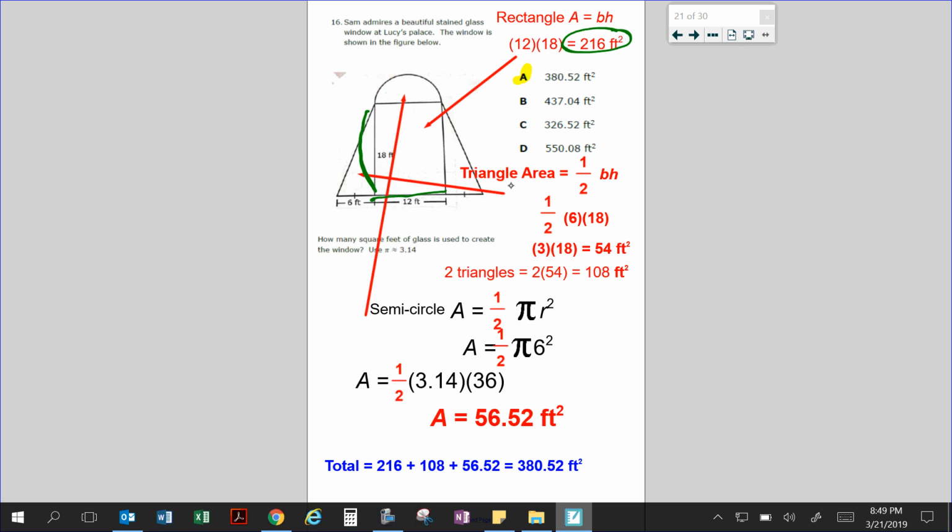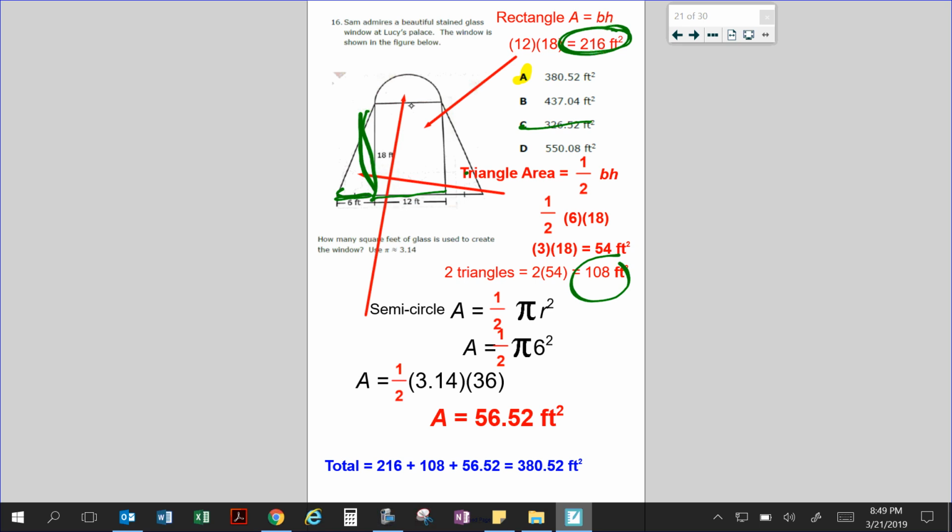Let's do the triangle. To do a triangle, you have to do half of the base times height. What's the base? 6. What's the height? 18. So 6 times 18. I like doing the shortcut. Half of 6 is 3. 3 times 18 is 54. But how many triangles do you see? They are the same size. 2 of them. 2 groups of 54 is 108. So we have that area and this area. So right now it is 324. So we know C is going to be out.